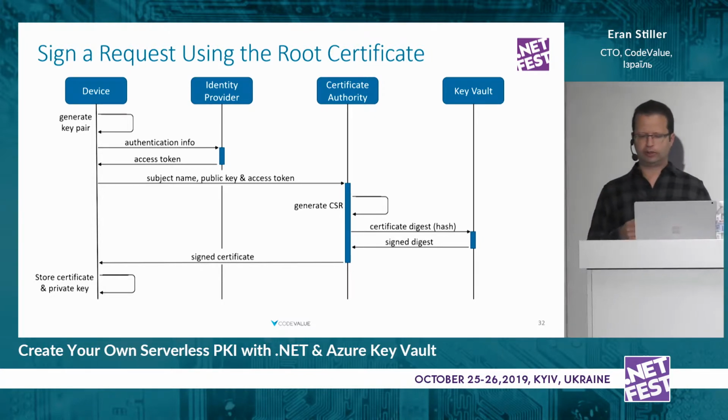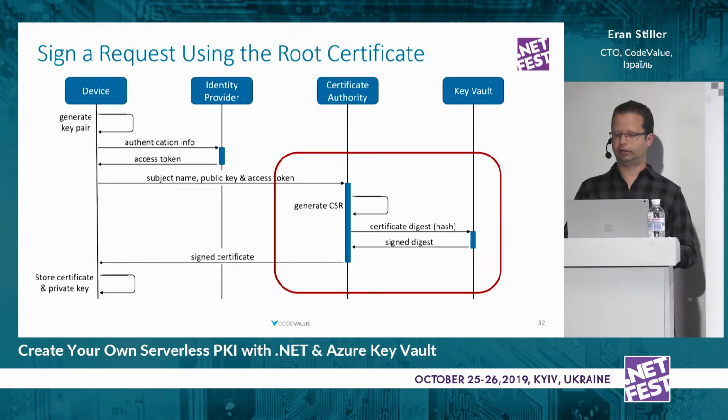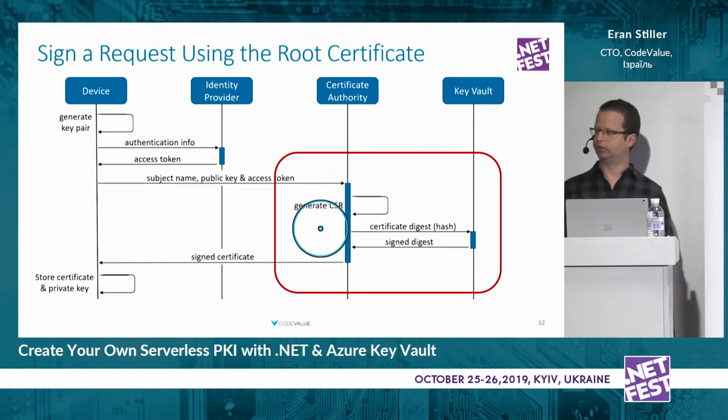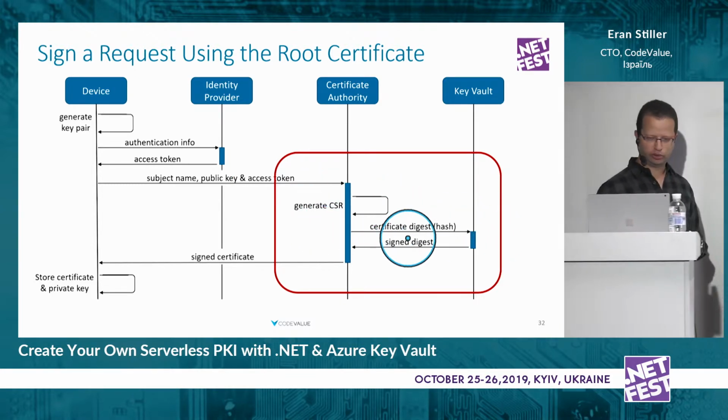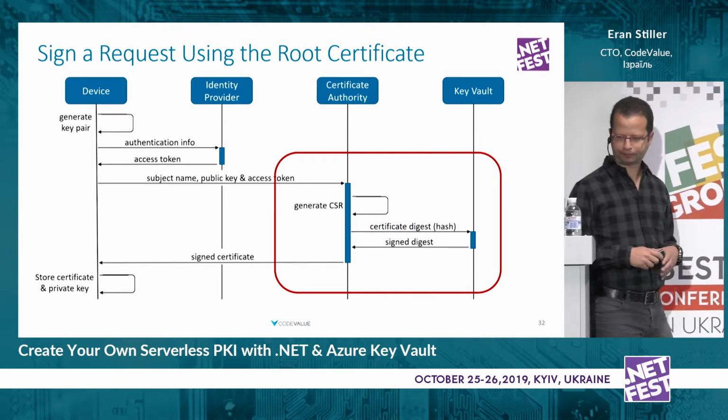And for the first part, we're going to focus on this area, on the server side. We're going to go back to the client side later. So we get a request, we generate the CSR, go to Key Vault to sign, get the signed object, and return. So that's what we want to achieve at this phase.